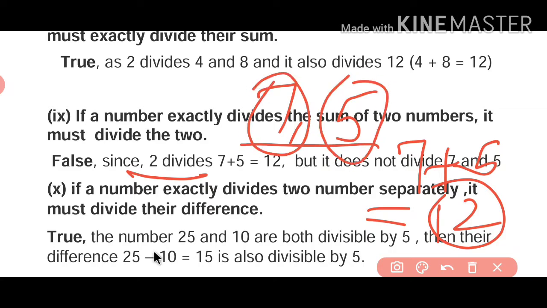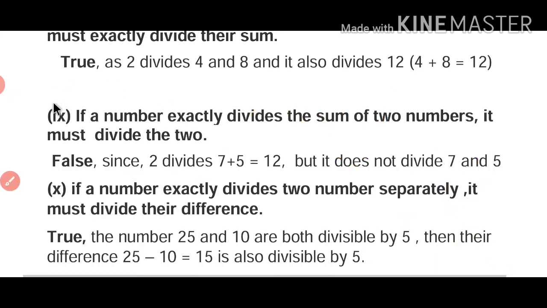But you can say that 7 and 5 are odd numbers and they are not divisible by 2. So we can say that if a number divides the sum of two numbers, it does not necessarily divide 7 and 5. So the answer will be false.